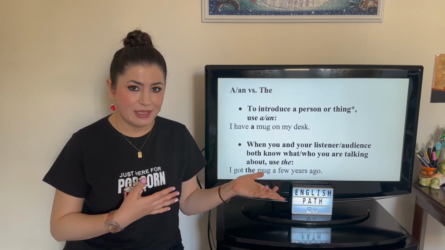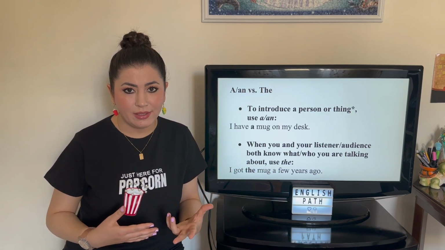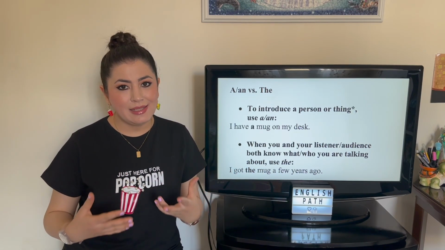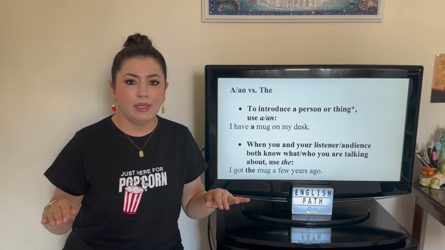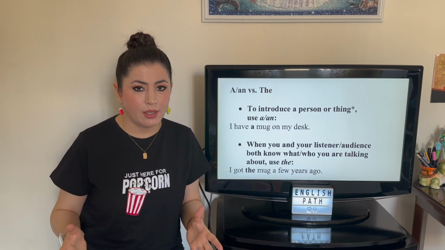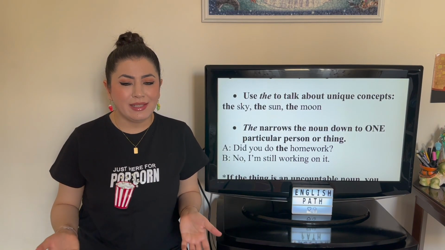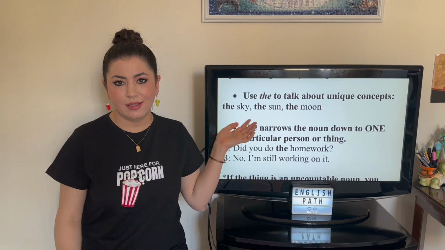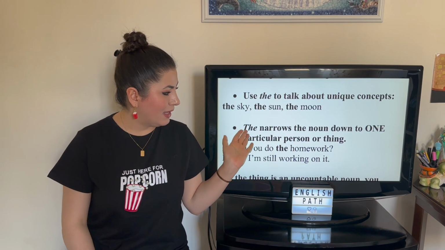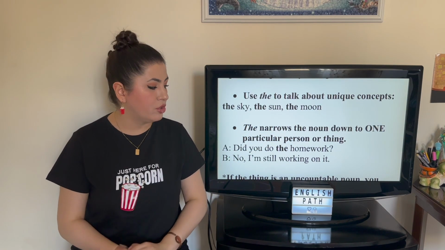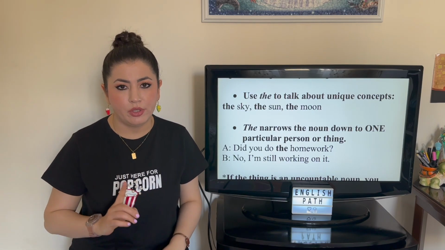The one that's on my desk and you're familiar with. So when your listener or audience is already familiar with what or who you're talking about, you can use "the." Use "the" to talk about unique concepts like the sky, the sun, the moon. "The" narrows the noun down to one particular person or thing.